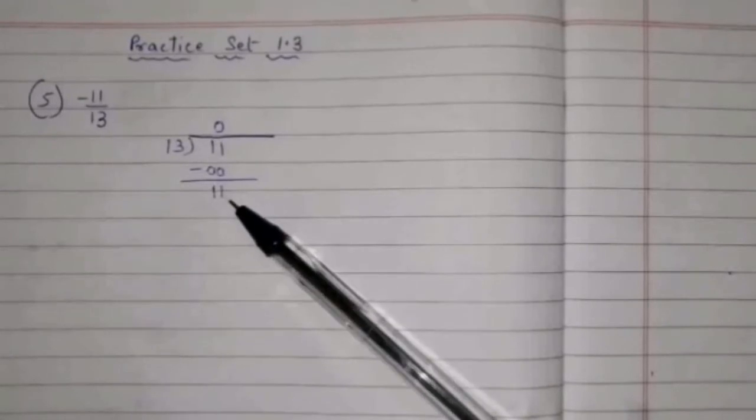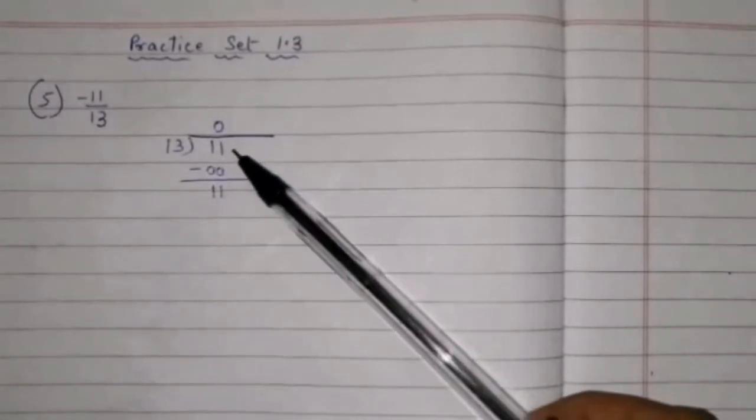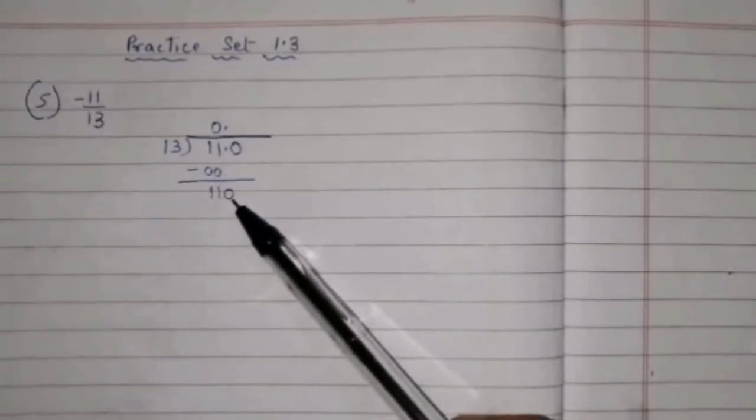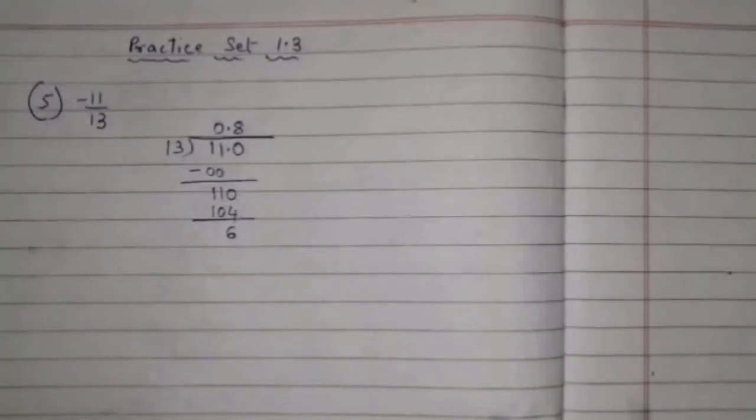So this is the result. We have to carry out the division further. So for that we have to put decimal point over here as well as in the quotient after 0. After putting decimal point, we have taken 0 that we have copied next to 11. So now 110, if we divide by 13, then the quotient is 8 and the remainder here is 6.